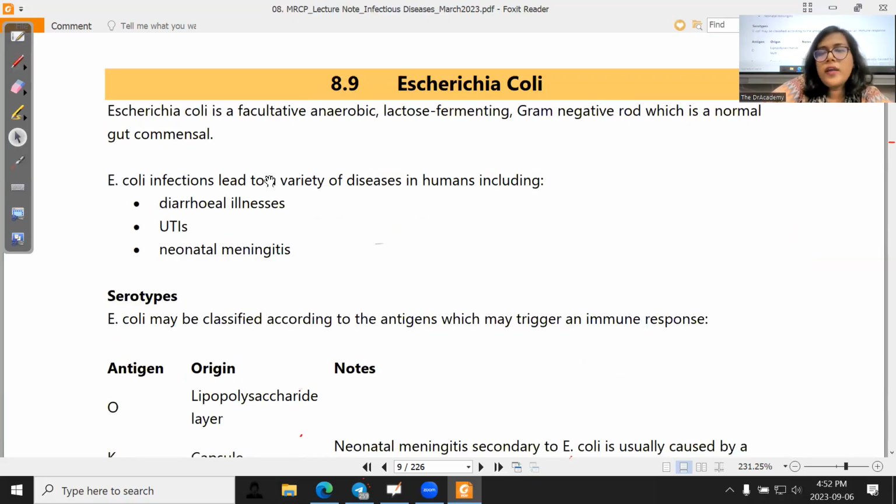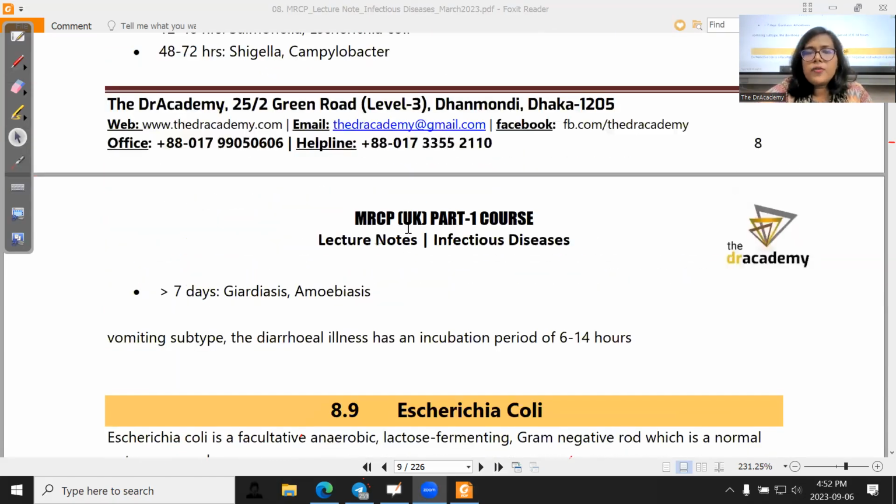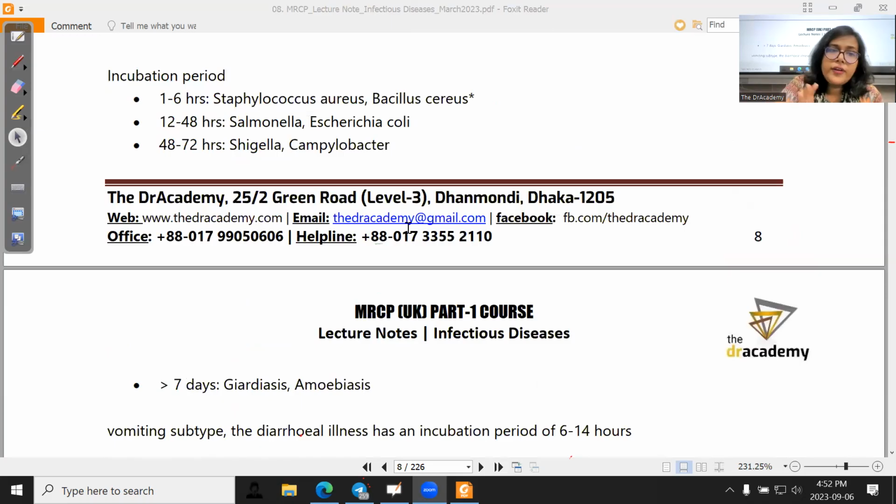E. coli apart from gastroenteritis, let's see how many are active right now. Dr. Anupam Bishwas, can you hear me? Yes. Okay, so apart from gastroenteritis, what are the other infections that can be caused by E. coli infection? Or maybe you have seen in your hospital during your ward round, internship?